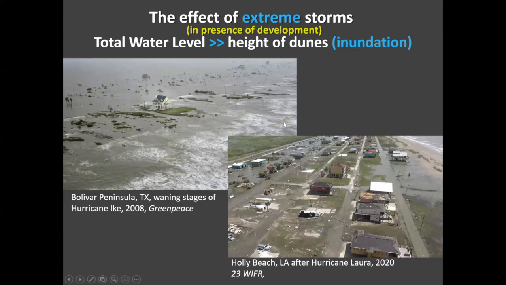This is the ocean side, this is the bay side, and you can see that during the storm, they were fully connected. So there you can see a little bit of remnant of homes here, but this is a community that was fully developed. Same in Holly Beach, we're not seeing a lot of deposition here, right? The sand is lost to the bay system behind.